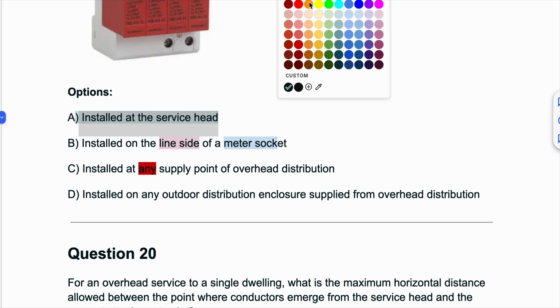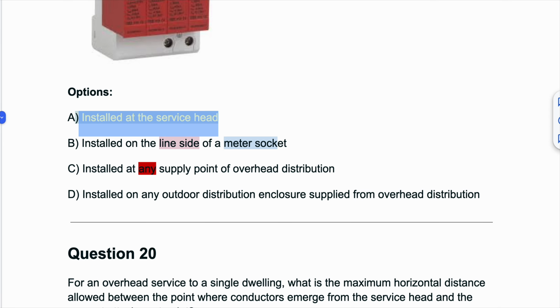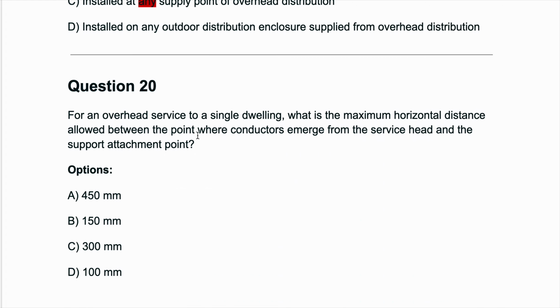It makes sense to me, because at the service head is the first place where the electricity comes from the utility to our house. So it's the best place to install the surge arrester, the low voltage surge arrester.